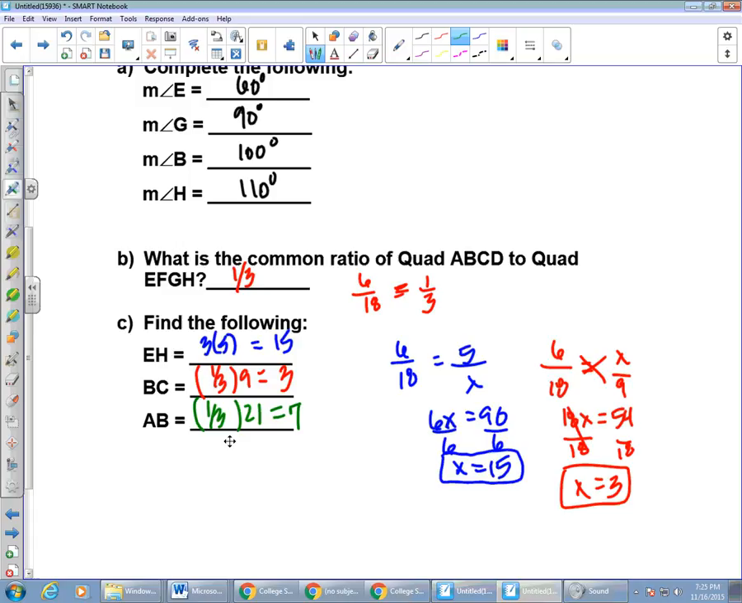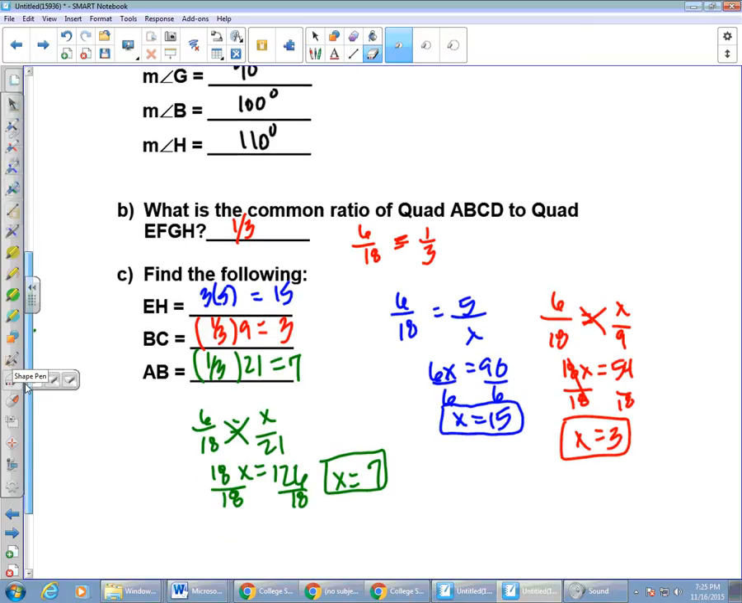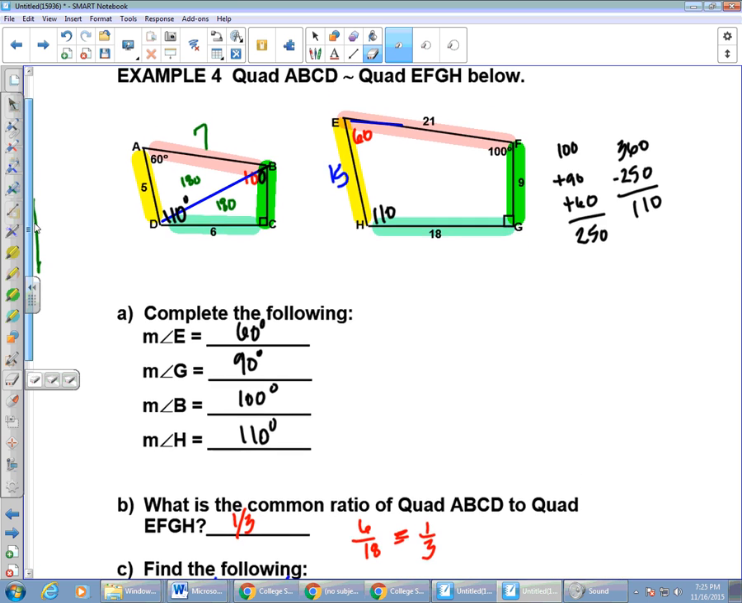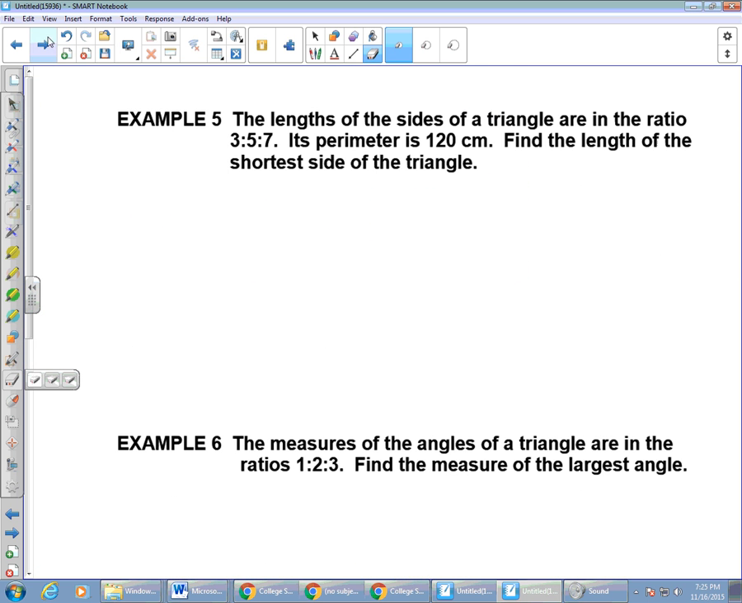Now, if I want to set up a proportion, 6 over 18 equals x over 21. And so 18x equals 126. Divide both sides by 18. 126 divided by 18, x equals 7. But here again, all we're doing is using the fact that the corresponding sides are proportional and the corresponding angles are congruent.